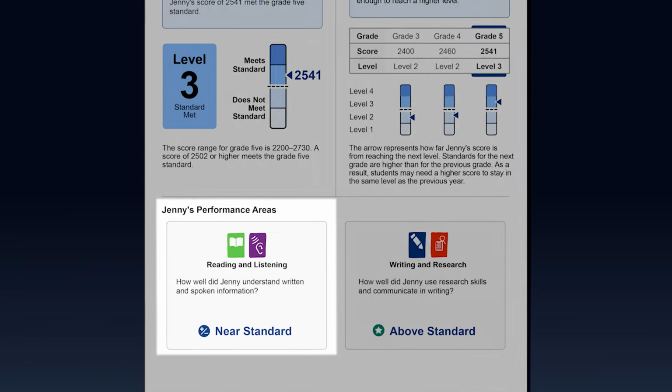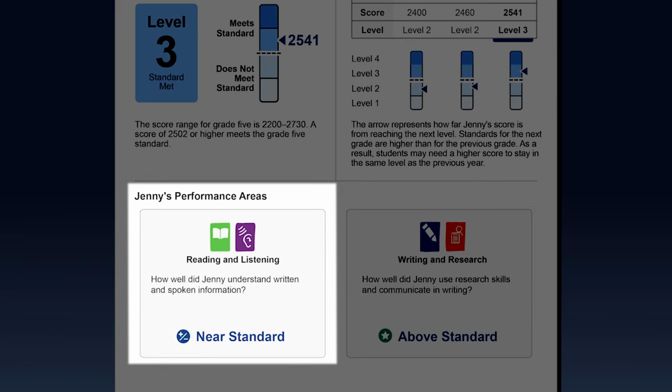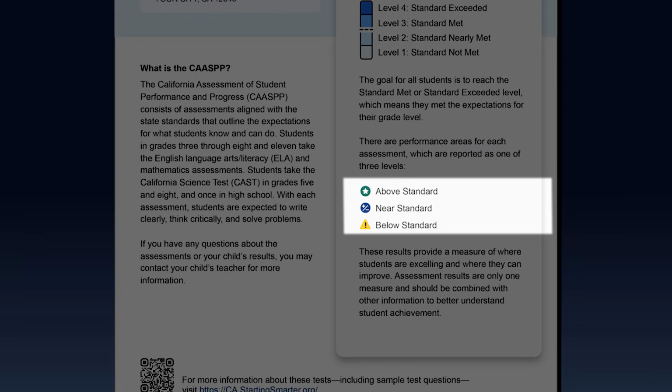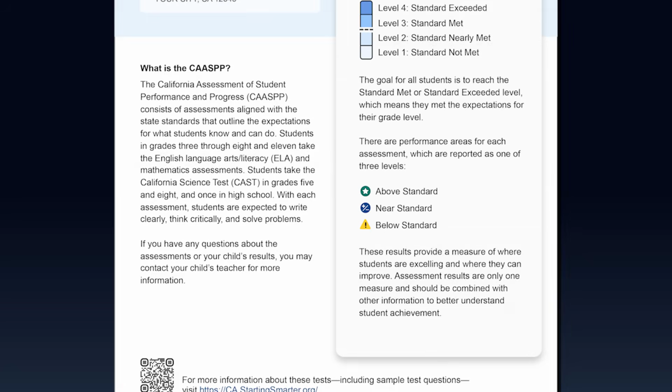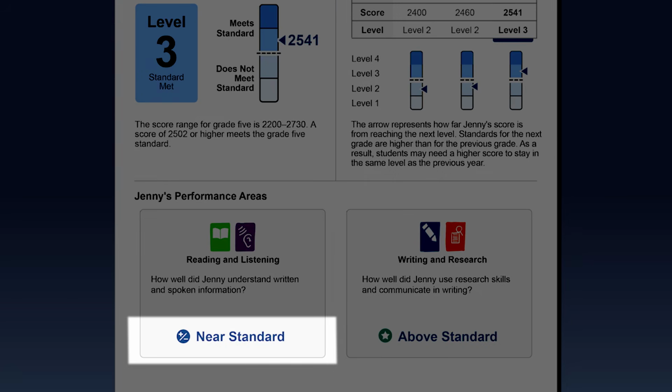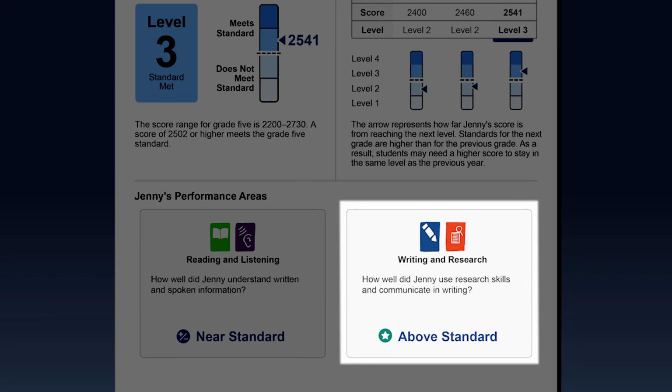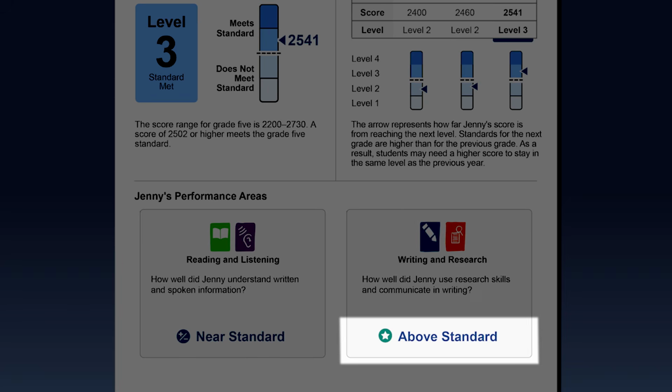Next are Jenny's results in the 2 performance areas of the test. For ELA, the first area, reading and listening, indicates how well Jenny understands written and spoken information. There are 3 possible achievement levels: below standard, near standard, and above standard. Jenny scored near standard in this area. This means that Jenny performs slightly above or slightly below the standard. The second area, writing and research, indicates how well she uses research skills and communicates in writing. She scored above standard in this area.